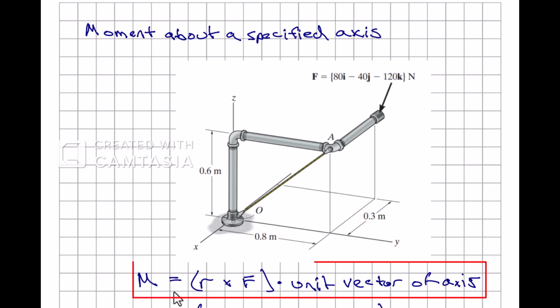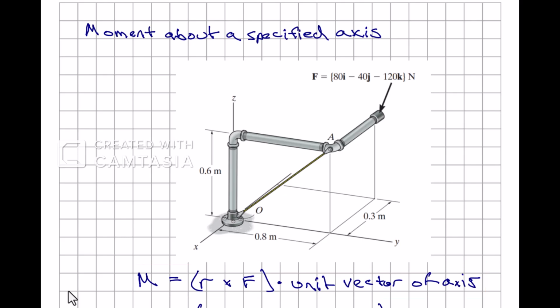And what we need to use is this equation here. This equation is for the moment about a specified axis. So we have in here the moment is equal to r cross F, and r is the moment arm distance from the location that we want to know, the point of interest, cross with the force, which we're given. And then it's going to be a dot product with the unit vector of the axis that we're trying to determine. So in this case, r can be from any location on that line of axis, because that's our point of interest. So it can be from O or A.